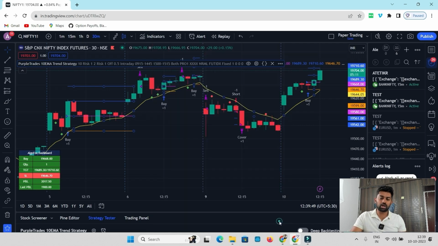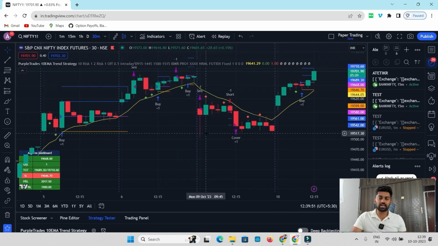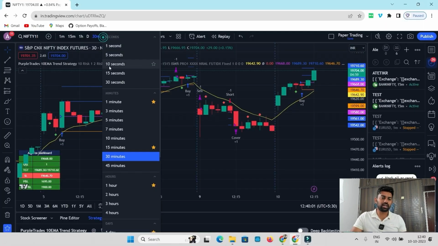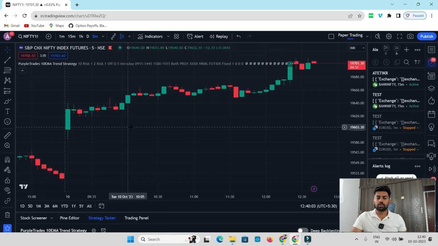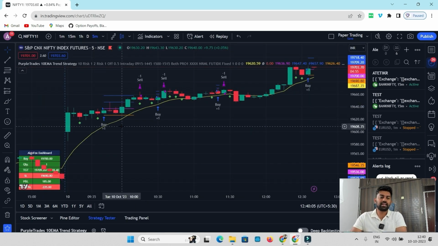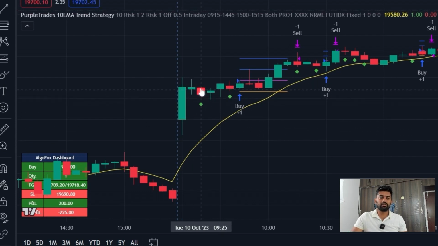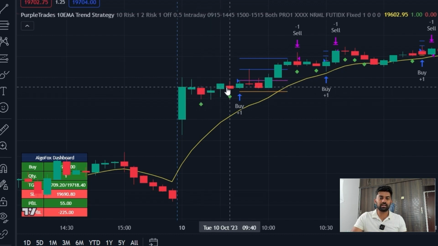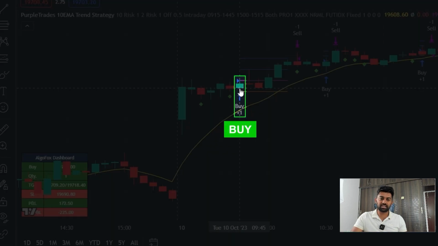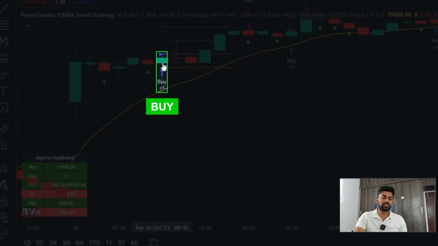And now this is how it looks on the chart. So for example, for intraday, we'll go to a 5 minute chart. And this is a 5 minute chart, and this is how the strategy looks. So in the morning, we'll just wait for the green candle, and then we'll wait for the red candle's high to be broken. So this candle's high is not broken, so we'll go ahead. And finally, this candle's high was broken. There was a buy signal generated here.